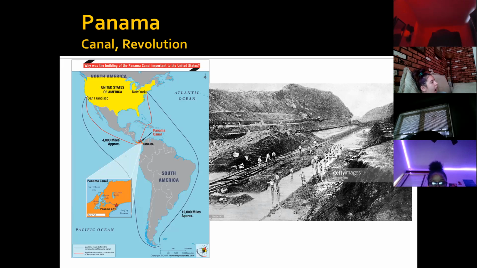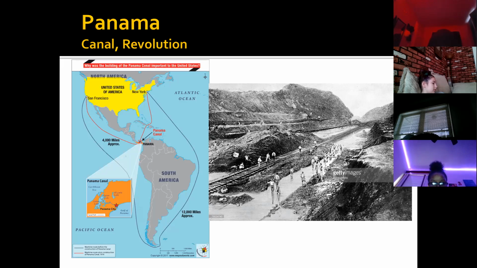But there was a problem. The problem is Colombia, which was the country in charge. They wanted to make the canal, not the United States, which means they wanted full control of the canal.